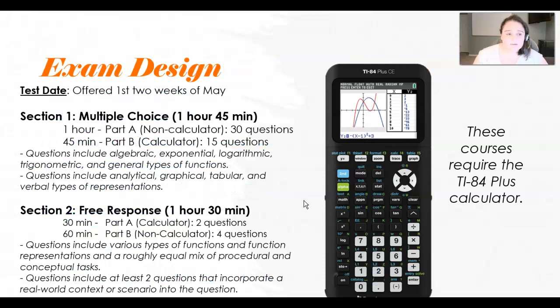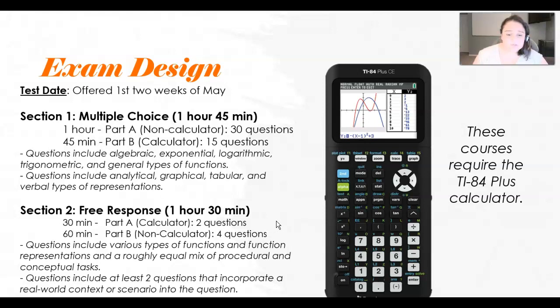The exam design. The AP exam is offered in the first 2 weeks of May, early May. There are 2 sections to the AP test: a multiple choice section and a free response section. The multiple choice section is broken apart into 2 parts, a non-calculator and a calculator section. 30 questions will be assessed multiple choice in 1 hour non-calculator, and then 15 questions with a calculator.